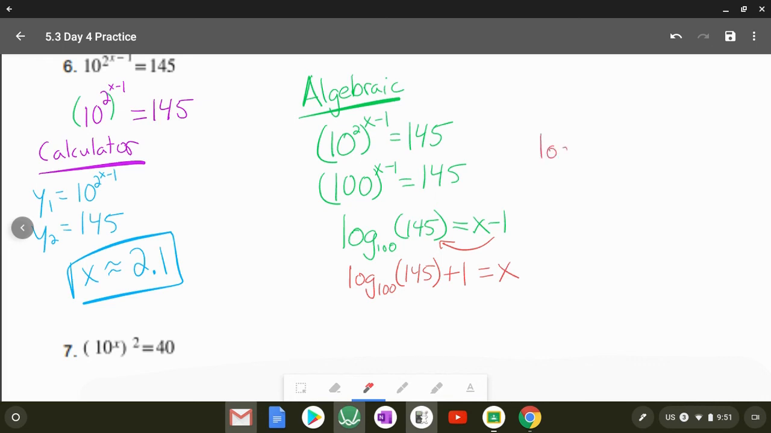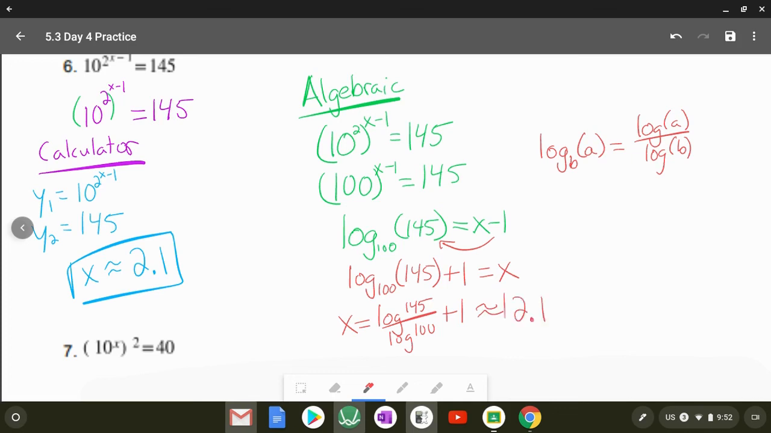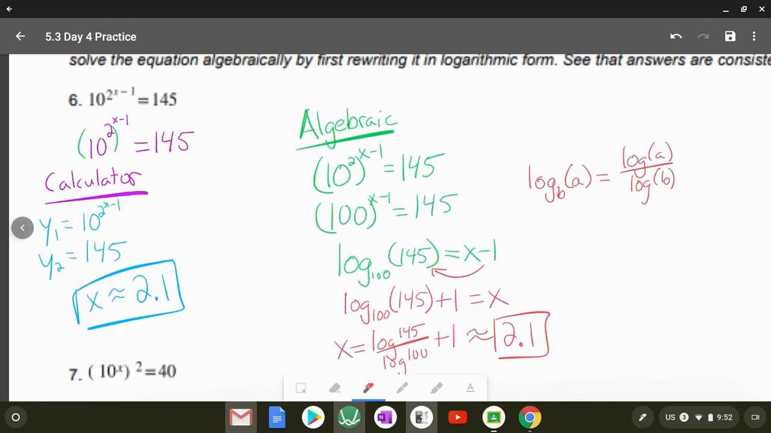Remember log base b of a. If you got to type these in your calculator, you don't have a button on your calculator that is log base. So we can type this in as log of A over log of B. So when we type this in, x equals log of 145 over log of 100 plus 1, and that's approximately 2.1. It's a little bit off, but again, that's because we solved algebraically and we didn't round like the calculator did until the very end.